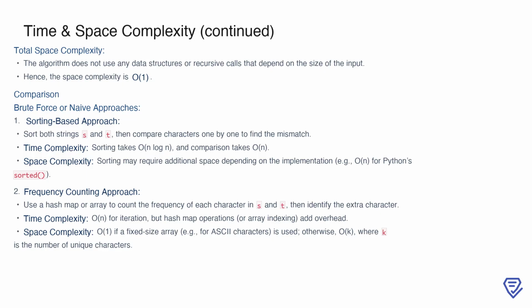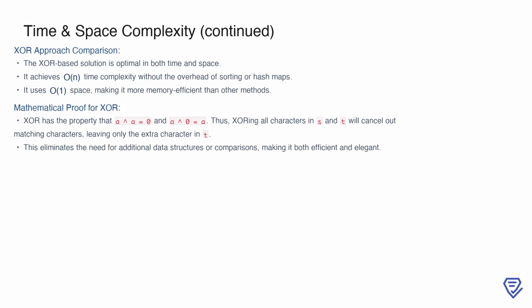Both of these methods, while valid, introduce overhead in terms of either time or space. The XOR-based solution avoids these inefficiencies, making it optimal in both time and space. With a time complexity of O(n), it matches the performance of the frequency counting approach but eliminates the need for additional data structures. Its space complexity of O(1) is the best possible, as it only uses a single variable for computation.